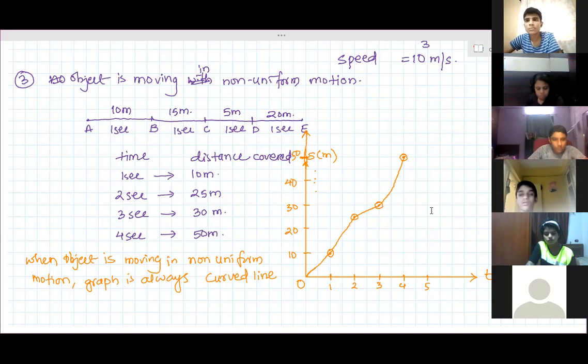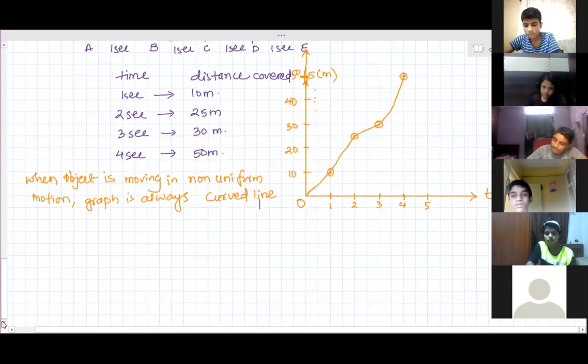Clear? Yes, ma'am. And from the uniform motion graph, you can find the value of speed. That much part clear to you?